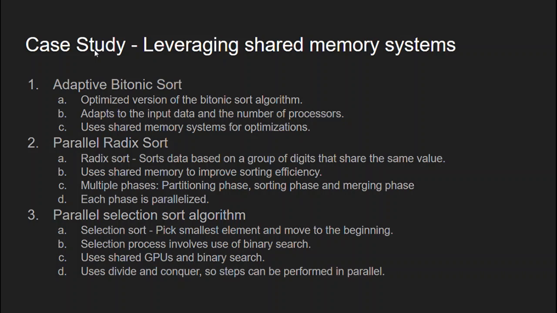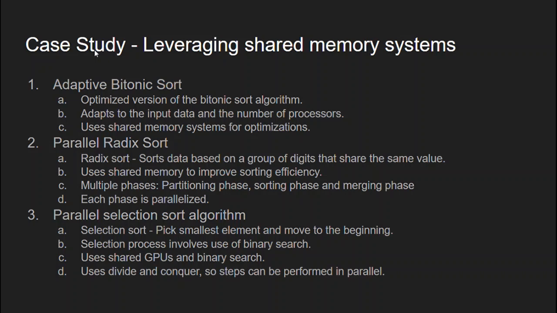What is radix sort? Radix sort is basically a sorting technique that sorts data based on a group of digits that share the same value. The parallel radix sort uses shared memory to improve the sorting efficiency. This parallel technique is divided into three phases: the partitioning phase, the sorting phase, and the merging phase. Each phase can be performed independently and hence can be performed in parallel.